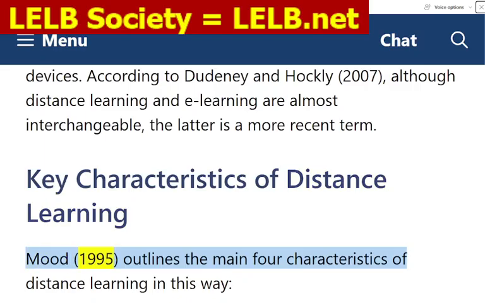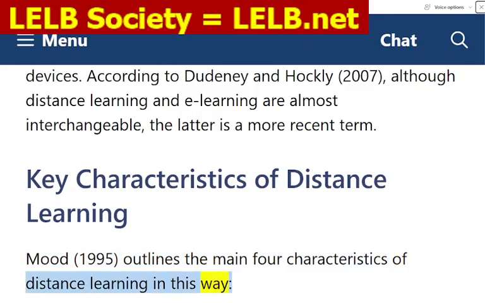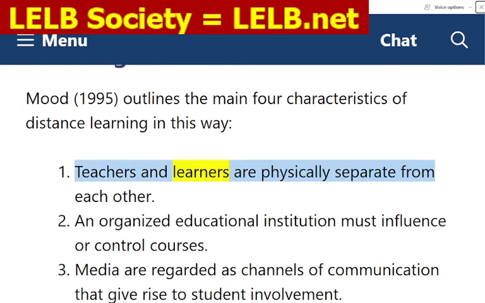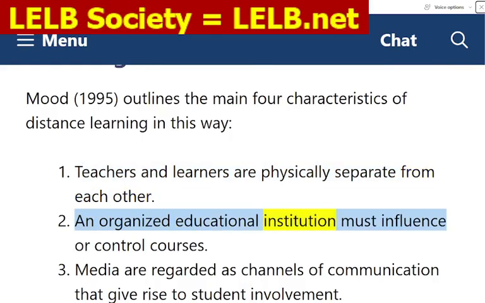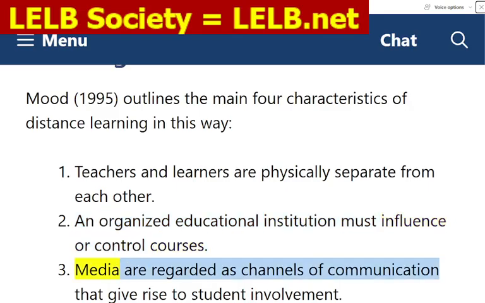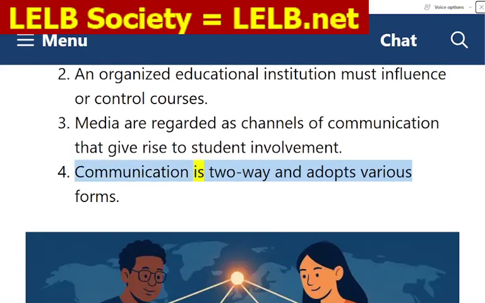Key characteristics of distance learning. Mood, 1995, outlines the main 4 characteristics of distance learning in this way. Teachers and learners are physically separate from each other. An organized educational institution must influence or control courses. Media are regarded as channels of communication that give rise to student involvement. Communication is two-way and adopts various forms.